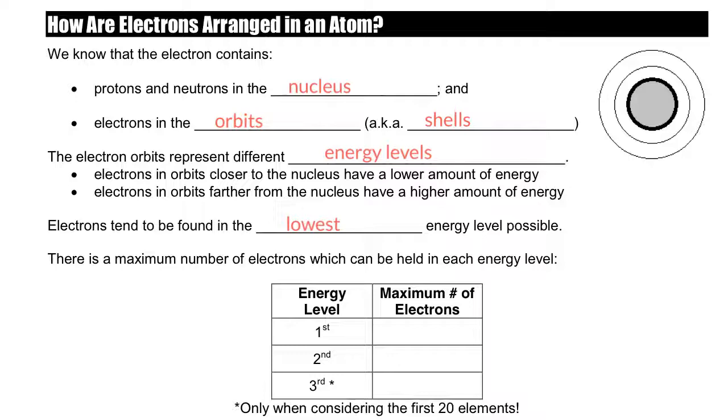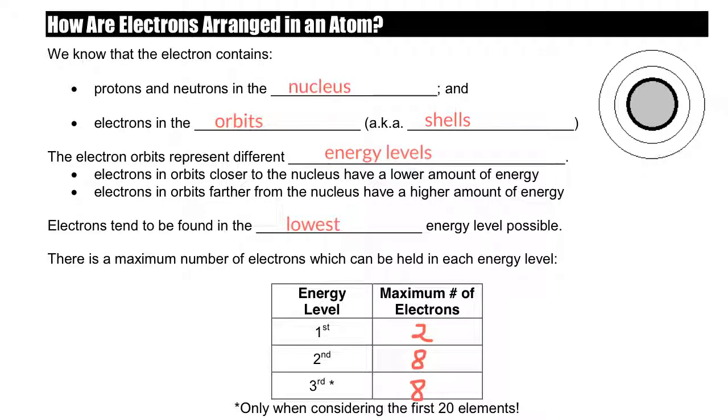Now each energy level, each orbit, can only hold a maximum number of electrons. The first orbit can hold 2 electrons. The second one can hold 8. And as we work further along in the periodic table, when you have more and more electrons, we'll get into higher energy orbits. For our purposes, we're just going to say that the third energy level can hold 8 electrons.